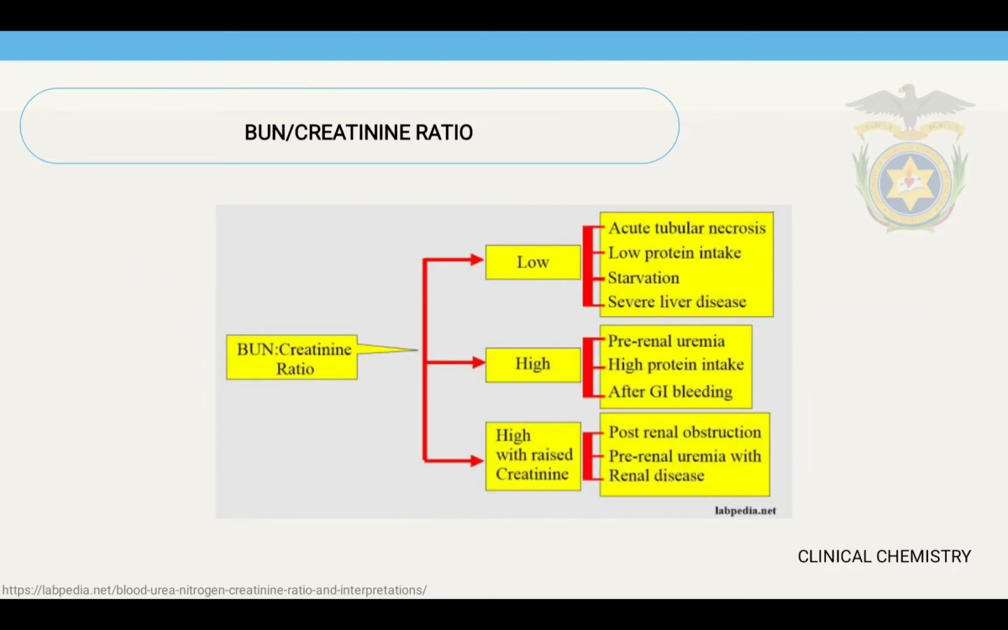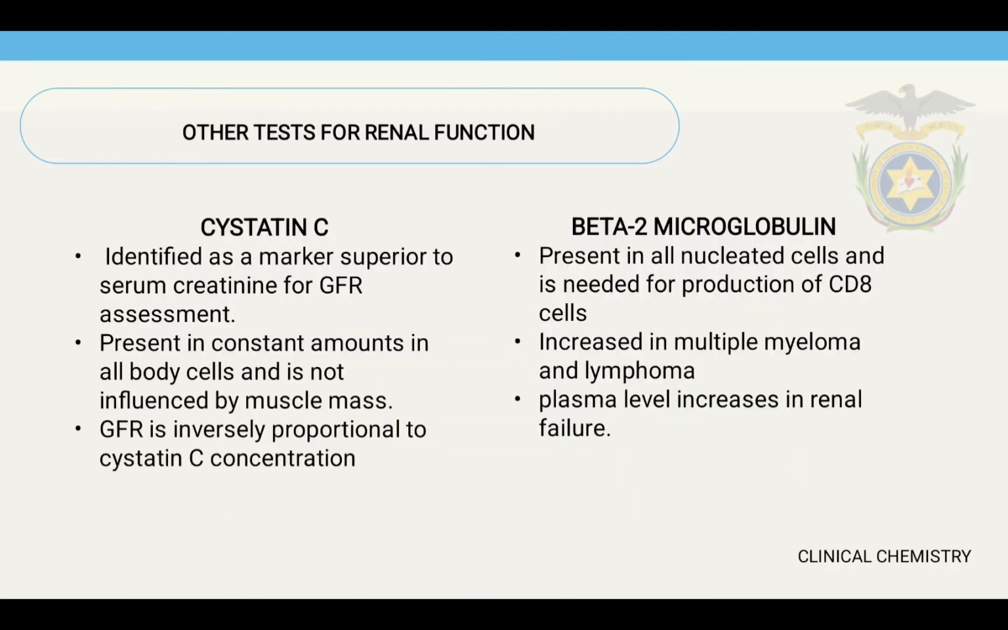So on this slide, we have a figure showing the possible causes for variations in your BUN to creatinine ratio. For example, if your BUN to creatinine ratio is low, one possible cause could be starvation or ATN. If your BUN to creatinine ratio is high but the creatinine is normal, it could be caused by pre-renal uremia or high protein intake. But if your BUN to creatinine ratio is high and the creatinine is increased, this may be caused by post-renal obstruction or pre-renal uremia with renal disease.